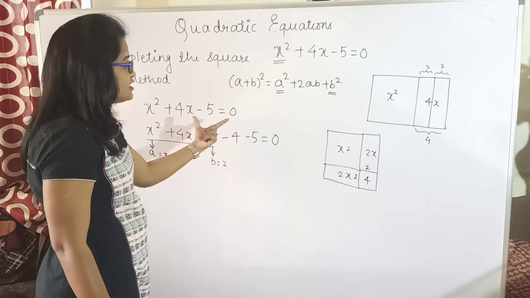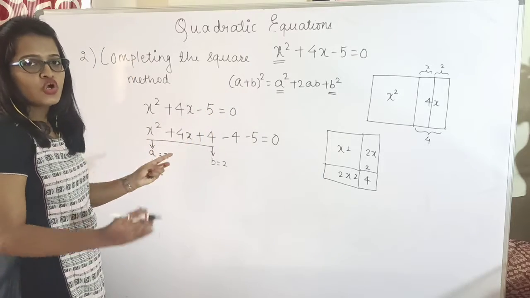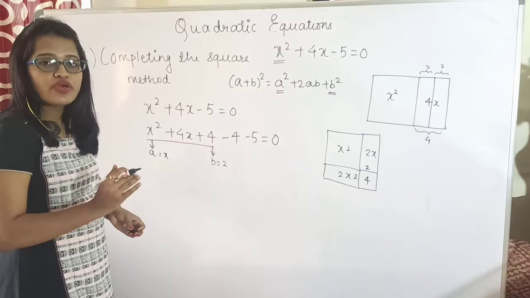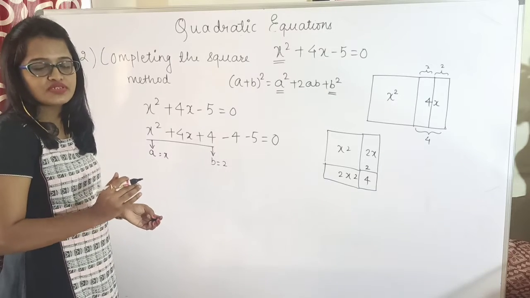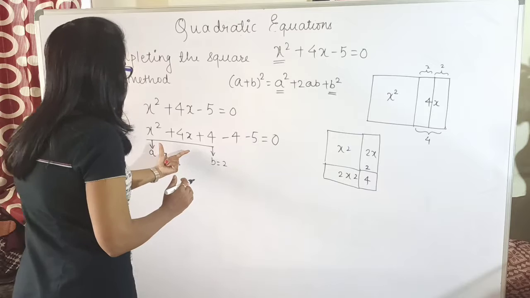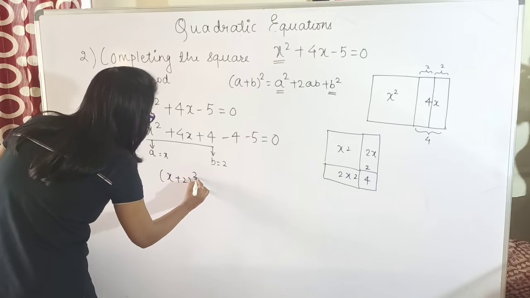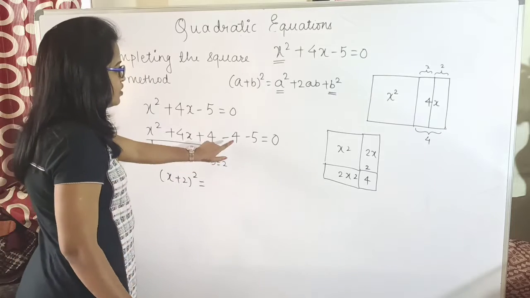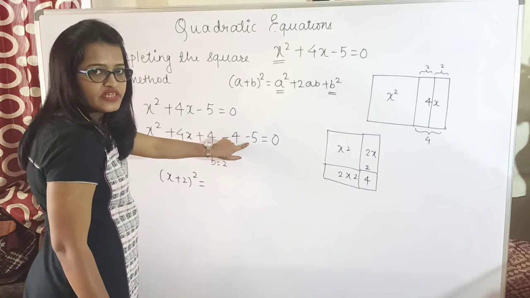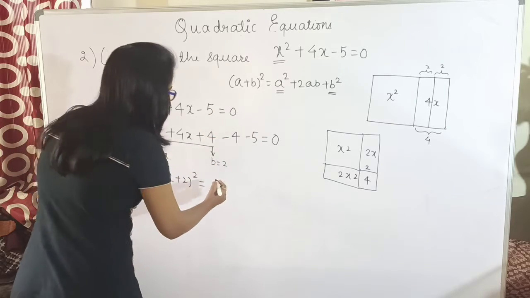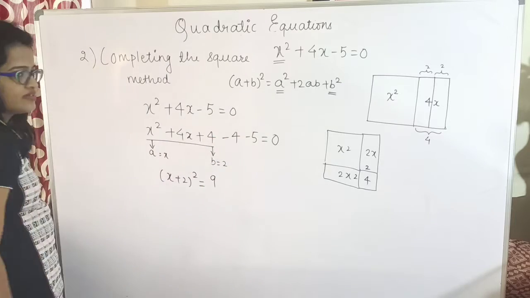Because we want an algebraic expression in which on both sides there are squares, or square terms. Hence, I will replace this by (x plus 2) whole square equal to minus 4 minus 5. It is minus 9 present on the left side. After shifting to the right side, it will become plus 9.